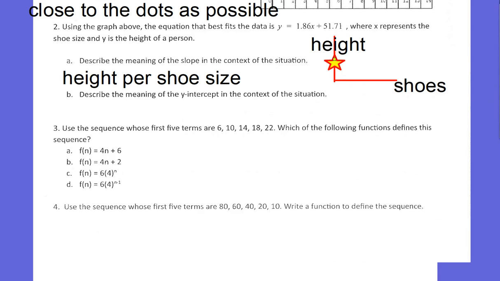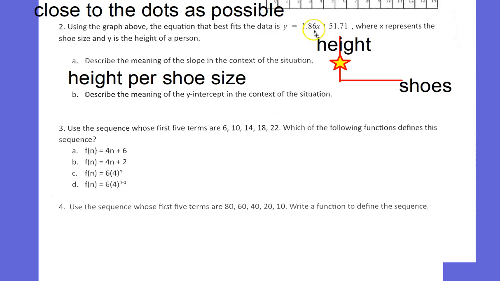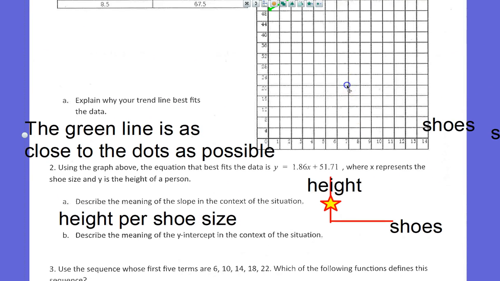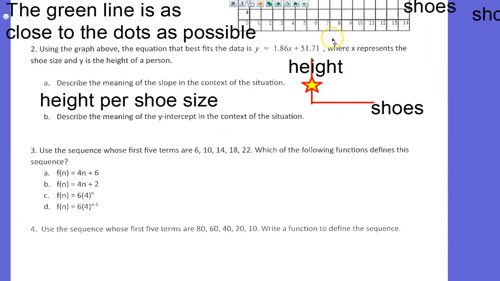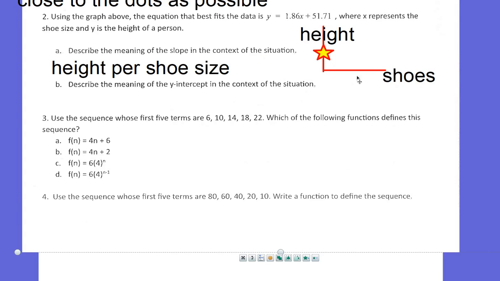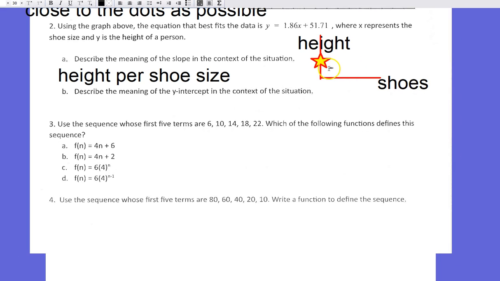Now the y-intercept, that's where the star is, where it starts, right? So it starts at, according to this equation, this is the slope, 1.86, and this is the intercept, so it should start around 51. I'm going to look up at the graph again and make sure that makes sense. So where does it start? Does it start around 51? Yes, it does. And then it should go up 1.8 and over 1. So what does the y-intercept mean? Well, I put a star on the height, and that's where the height starts. Okay, so the meaning of the y-intercept is the up and down axis, which is where the height starts.